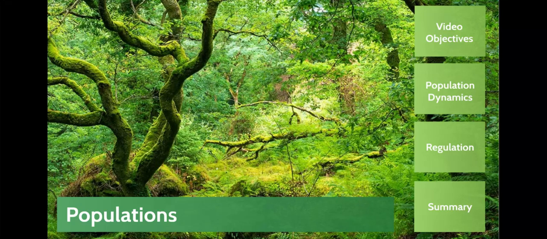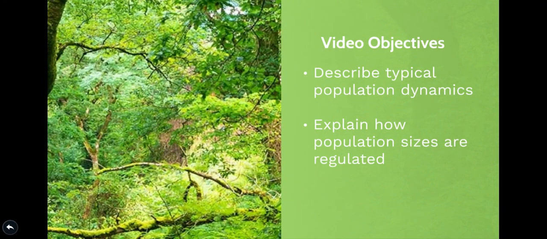Population is the number of organisms of the same species in a given place and a given time. So if we understand what a population is, what we're interested in this particular video is how populations change over time and what causes that change to happen. So we're going to have a look at typical population dynamics and describe them. And then we're going to explain how population sizes are regulated and what kind of factors can impact upon that.